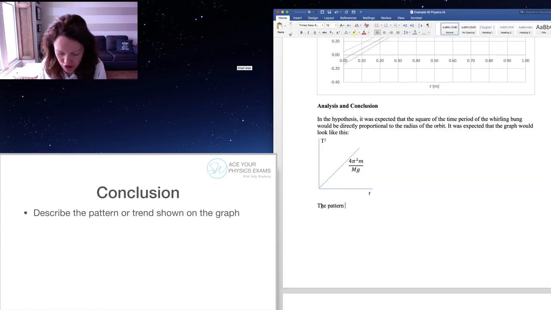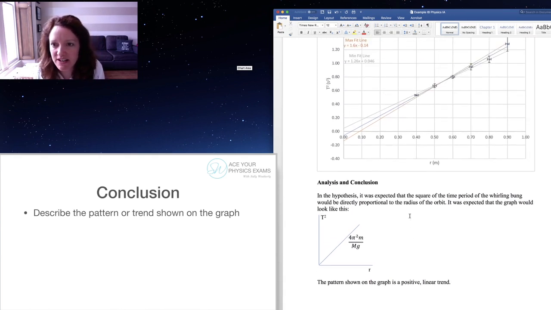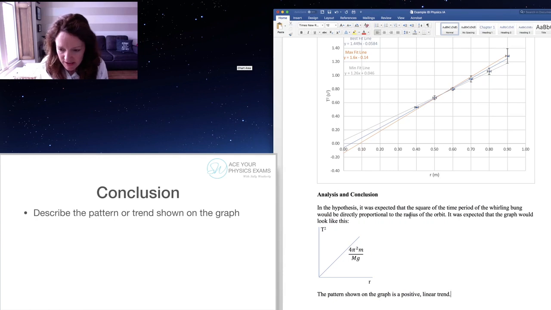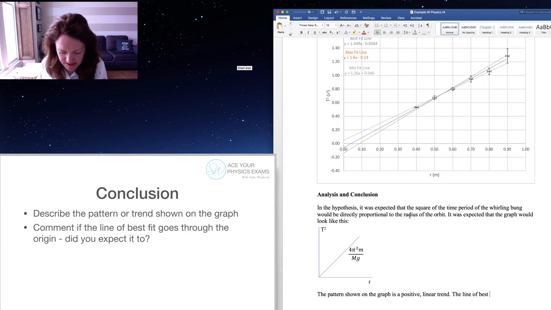The pattern shown on the graph is a positive linear trend. Okay, first thing, can we write anything more about it? The line of best fit does not go through the origin. However, the maximum and minimum lines of best fit span the origin.